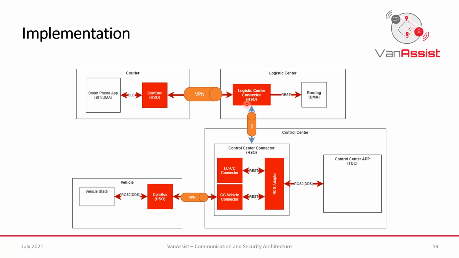And you can see here the overall architecture considering these VPN connections and also other protocols: the BLE communication between the smartphone and S-box, which we talked about before, the REST interface, and the ROS interface between the control center connector and the control center app. And also here, a ROS connection between the VBOX and vehicle stack.